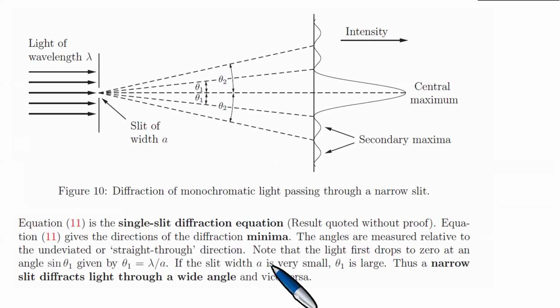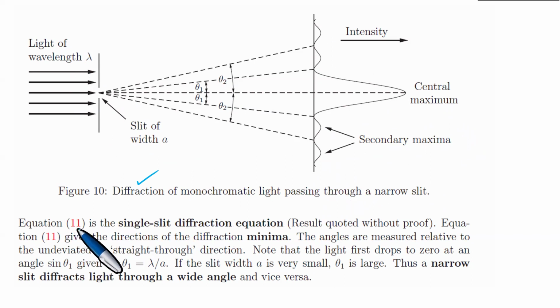The slit of width a: diffraction of monochromatic light passing through a narrow slit. This is a very narrow slit, and there's diffraction of light of a single wavelength, which is called monochromatic light, passing through it. You'll be able to see the central maximum, which is relatively brighter, and then you shall see fading. The fadings are where you have the secondary maxima.